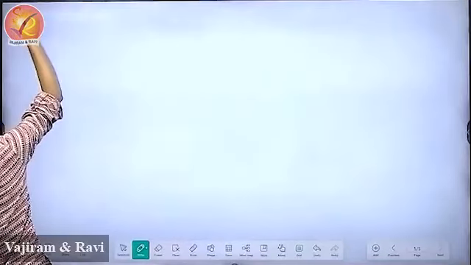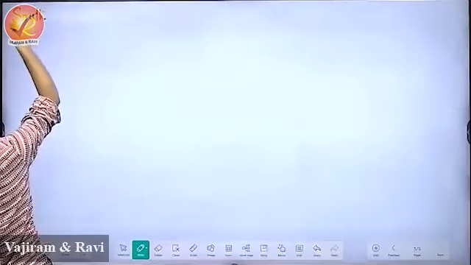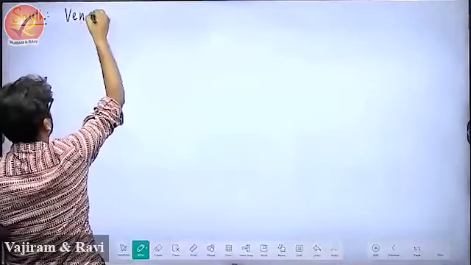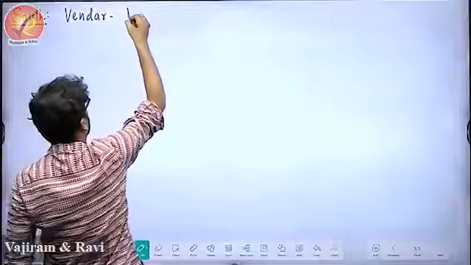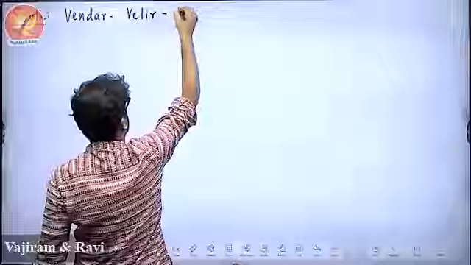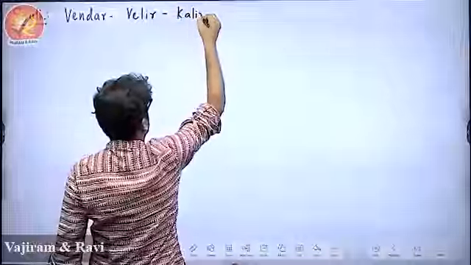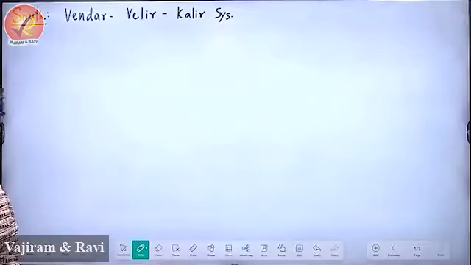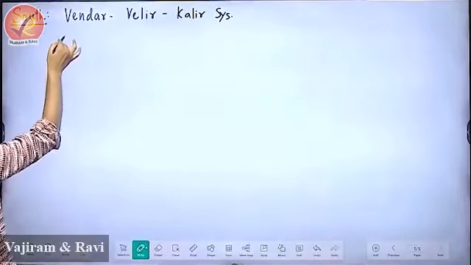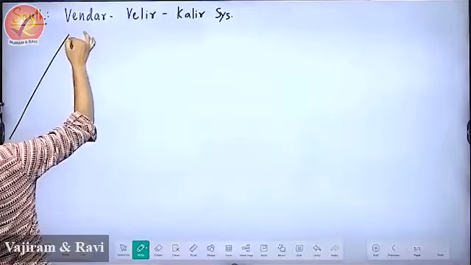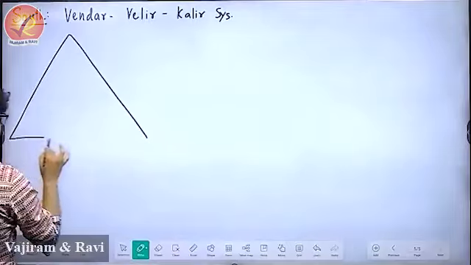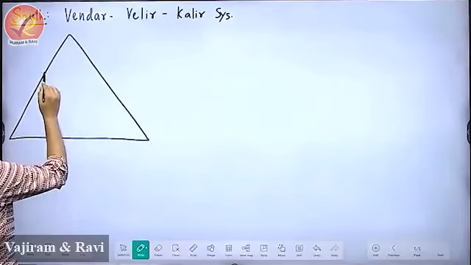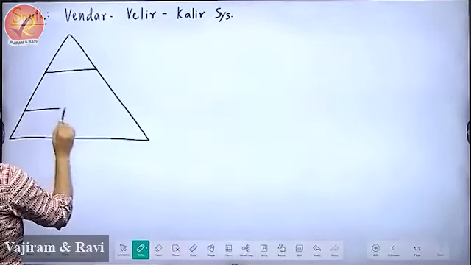South. South does not have feudalism. It has the Vendar, Velir, Kalir system. To make it simple for you, let us draw a pyramid so that you have a clue what is happening in north and south. You divide them into 3 boxes.